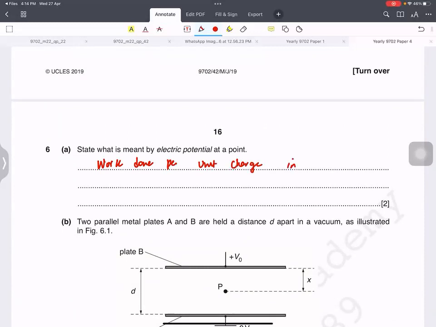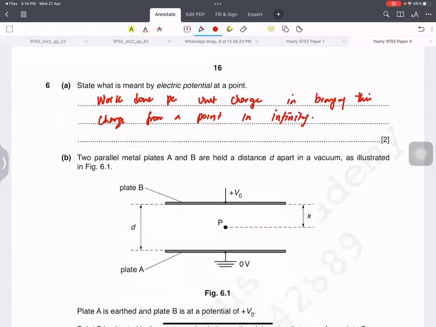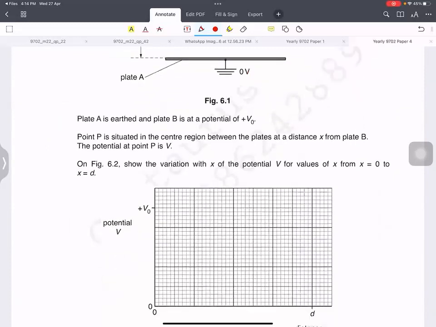In bringing this charge from a point in infinity, you will write this. Achha, uske baad, this charge, yeah, it goes to be. Okay, then it says draw.